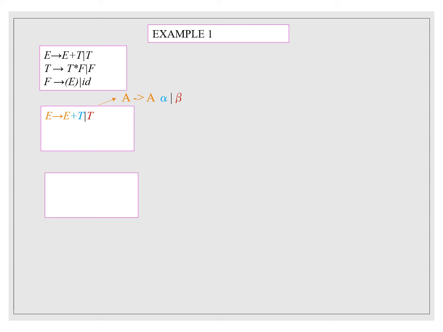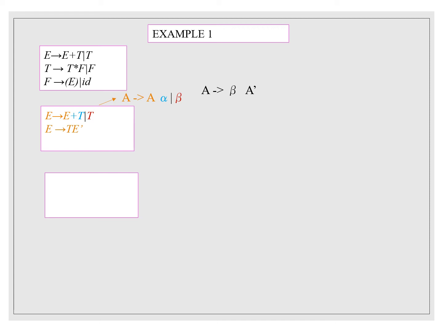So what is alpha? Remember, alpha is plus T. What is beta? Beta is T. Let us apply the formula as it is. How to remove the left recursive property? By replacing A derives beta A dash. What is beta here? T, right? Therefore, E derives T E dash.